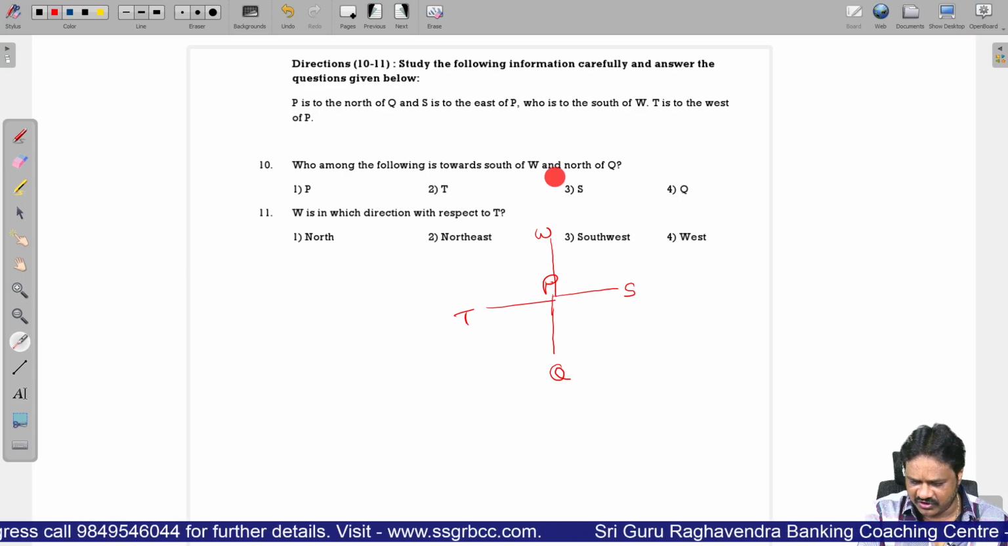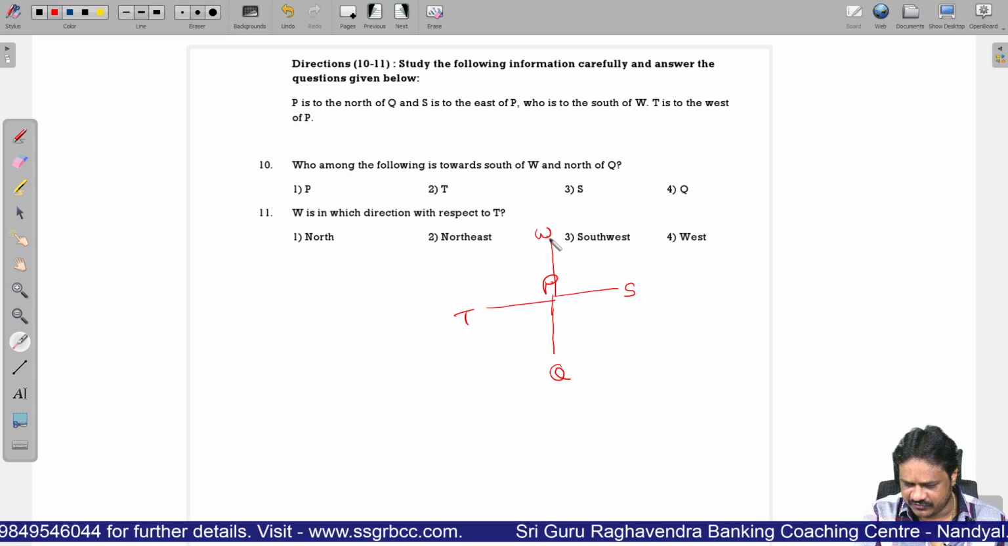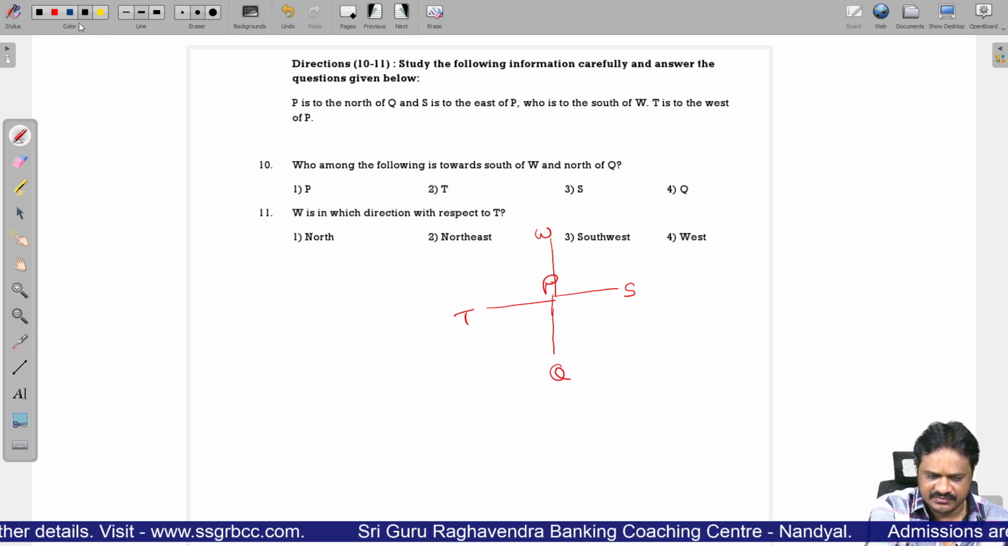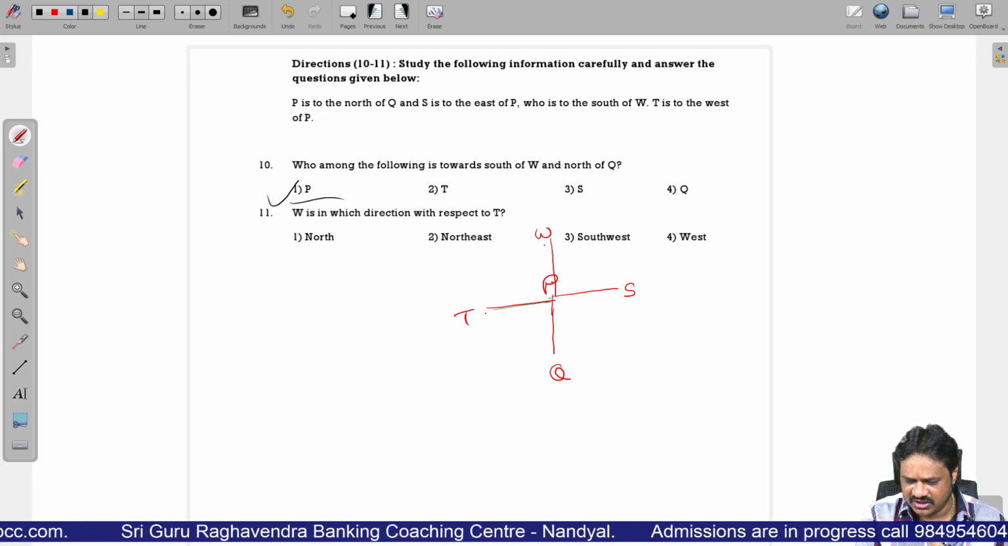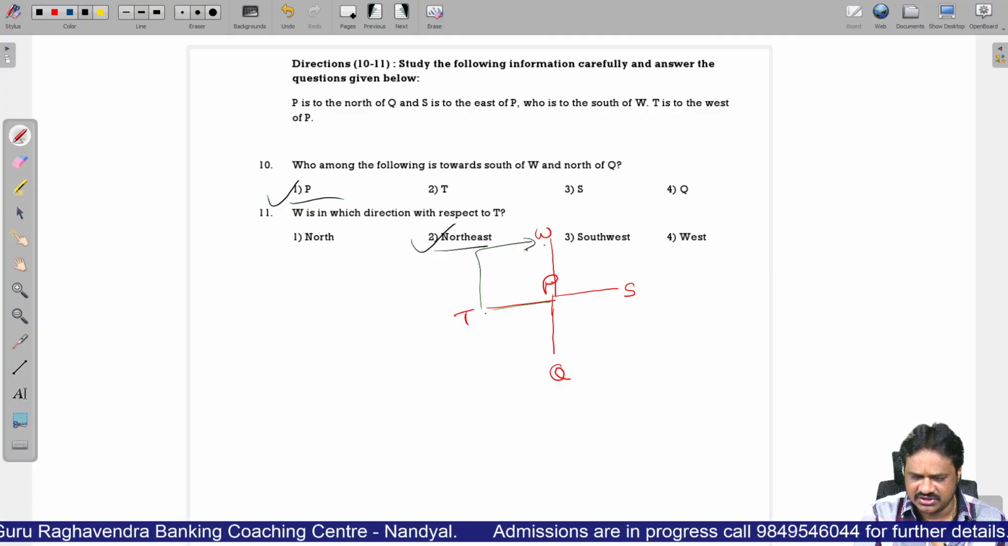Now, who among the following is to the south of W or north of Q? South of W, north of Q. Which point is there? P. P is the correct answer. W is in which direction with respect to T? With respect to T, W is on the north and to the right side. So that is called the northeast direction.